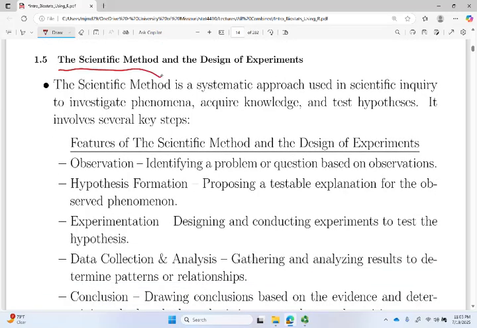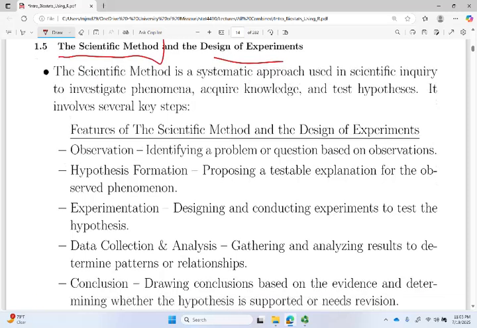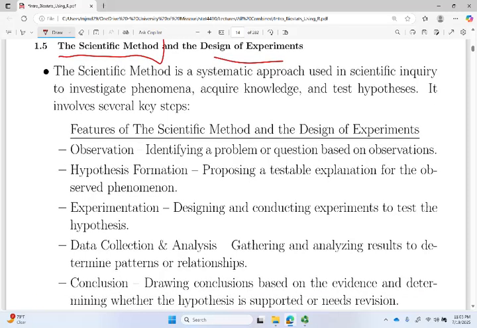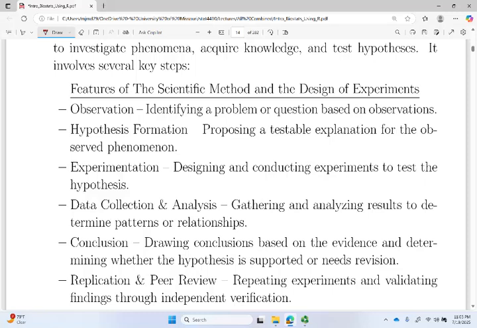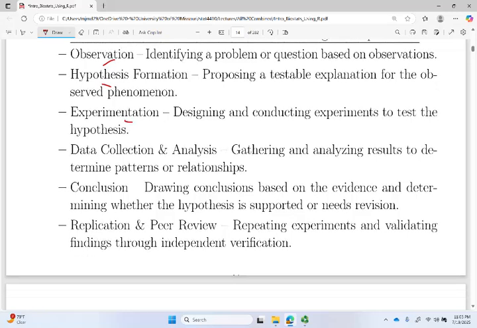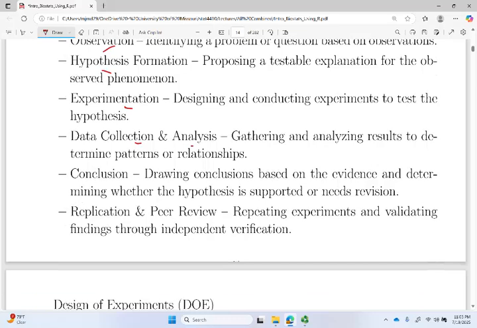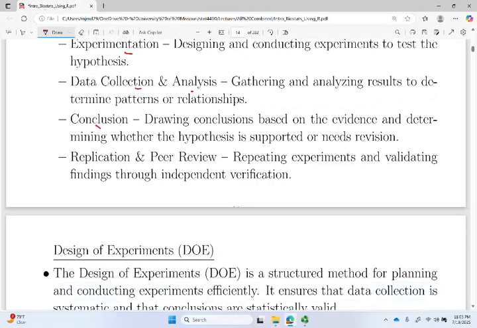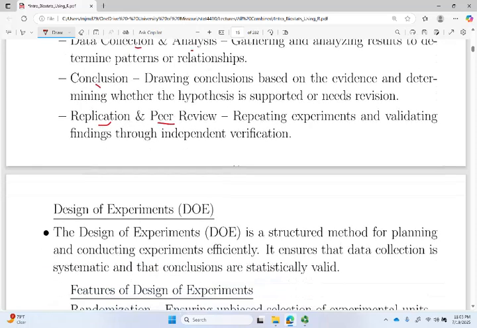So the scientific method, and then of course design of experiments. The scientific method, it's really a systematic approach to answer your question, right? So first of all, we're going to identify the problem. We're going to formulate a hypothesis. We're going to design and conduct the experiment. We're going to collect data and analyze, and then we're going to draw our conclusions. And then we want to be very careful, document everything. We want someone to be able to repeat the experiment. So replication is important, peer review is important.